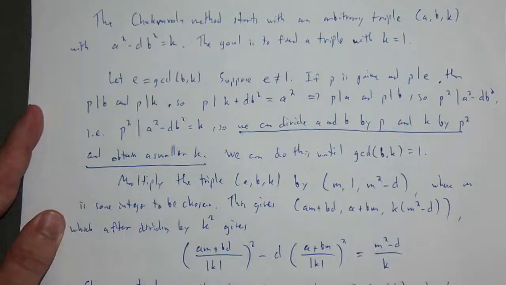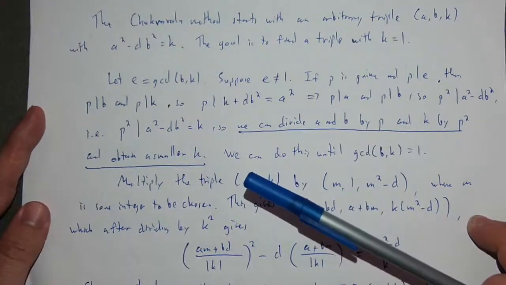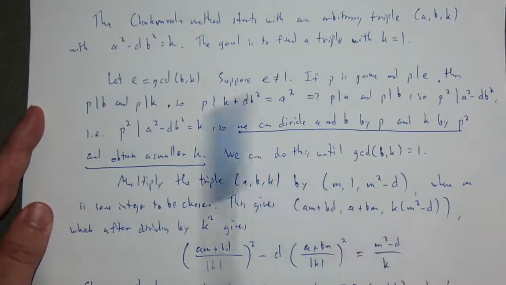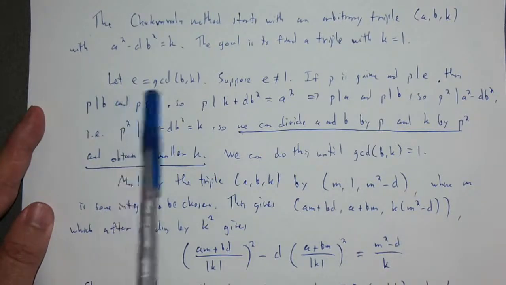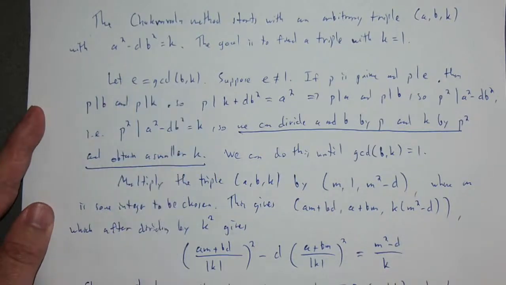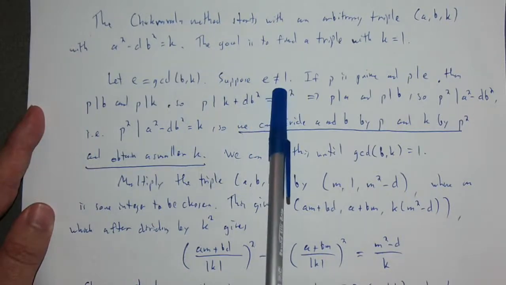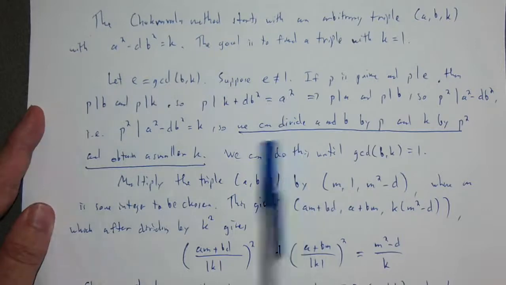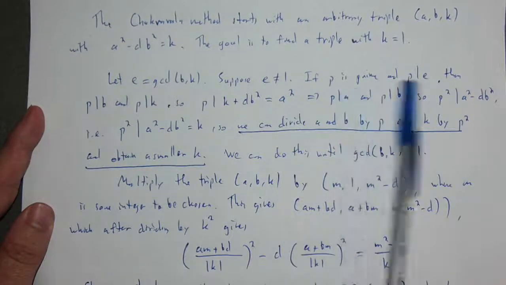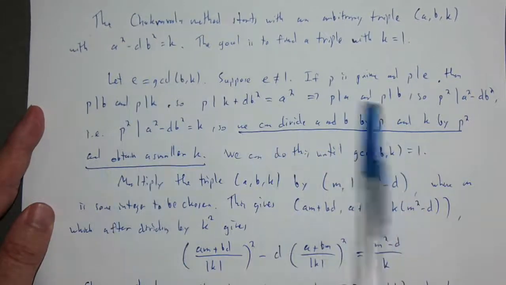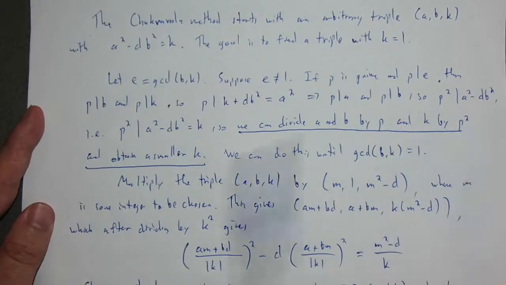The way that this process works is, if I let e be the GCD of b and k, then if this GCD is not 1, any prime divisor p of the GCD, I can divide a and b by p and k by p squared to obtain a smaller k. You can keep doing that until b and k are relatively prime.